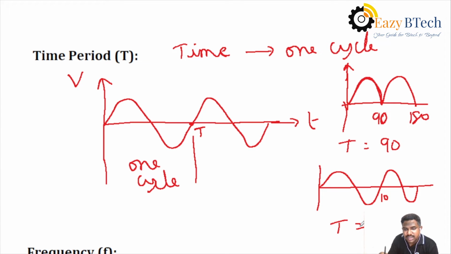In this example, we have both positive and negative half cycles. But in the first example, we have only positive half cycles. This is positive, this is positive. That means the first is called a positive half cycle, again a positive half cycle. Then the time taken to complete one cycle is nothing but the time period. That's why here we take 90 as the time period of that given waveform. So like that, we have to calculate the time period for the given waveform in problems.